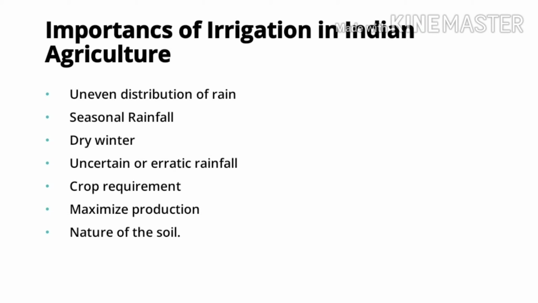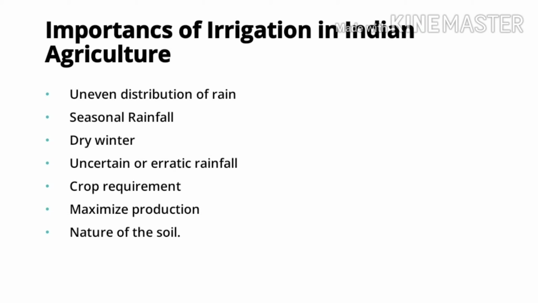The seasonal rainfall in India is also one reason why Indian agriculture is fully dependent on irrigation, because rainfall occurs for 4 months from June to September, but agricultural activities take place throughout the year. India experiences a very dry winter, but agricultural activities take place in winter as well. So, in order to fulfill the need for water, irrigation is necessary.